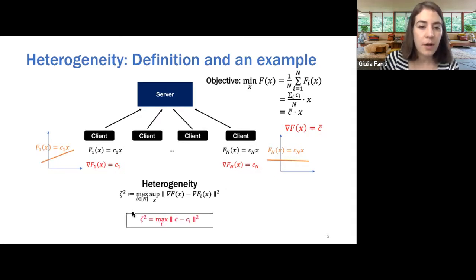So if we plug this into our expression for heterogeneity, we want to compute the difference between the global gradient, which is c bar, and the local gradients, which are these ci's. And this supremum basically goes away because this difference is the same for all x. And so in this particular example, our heterogeneity is going to be the maximum over all clients of the difference between the global gradient, c bar, and any local gradient, cn. All right, so intuitively, this definition of heterogeneity is just capturing how much the gradients of individual clients can differ from the global gradient across the entire domain.